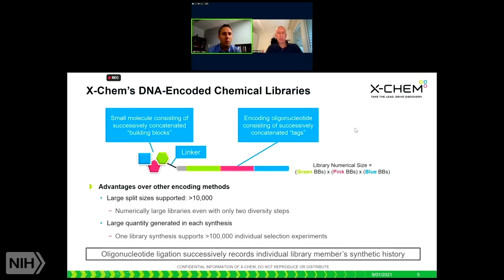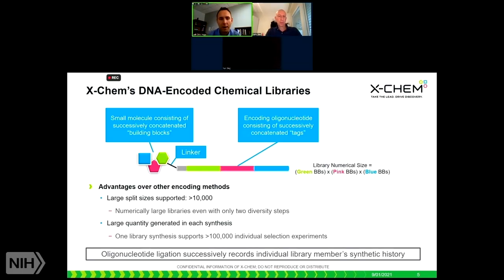So here's a rough, crude representation of what a library member would look like in a DNA-encoded library, where the left-hand side is comprised of building blocks that are covalently linked. This would occupy the warhead side of a library member. It's then linked to our headpiece, which is essentially the starting material on the DNA side of things. Then we have our DNA tags, which encode for the synthetic history of a library member. In this representation, we have the green, the pink, and the blue building blocks, all encoded by the green, the pink, and the blue pieces of DNA.